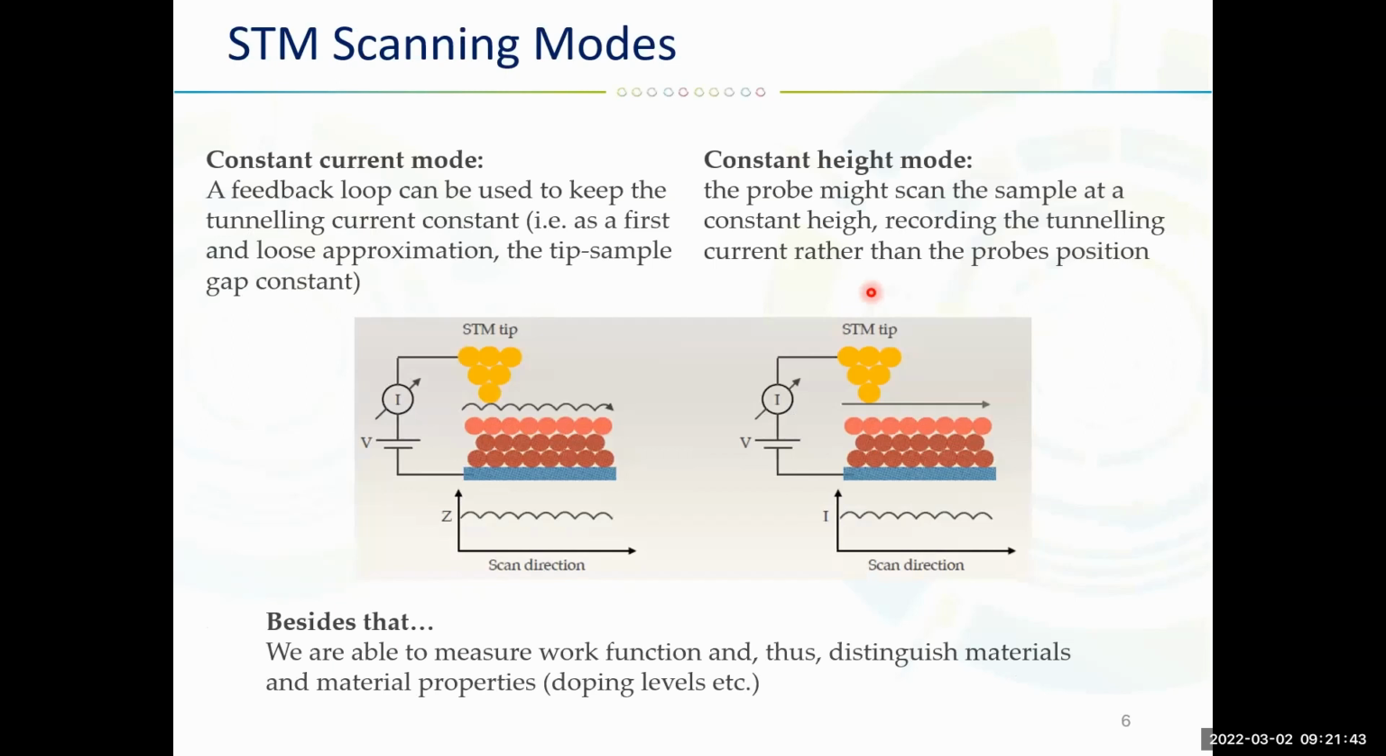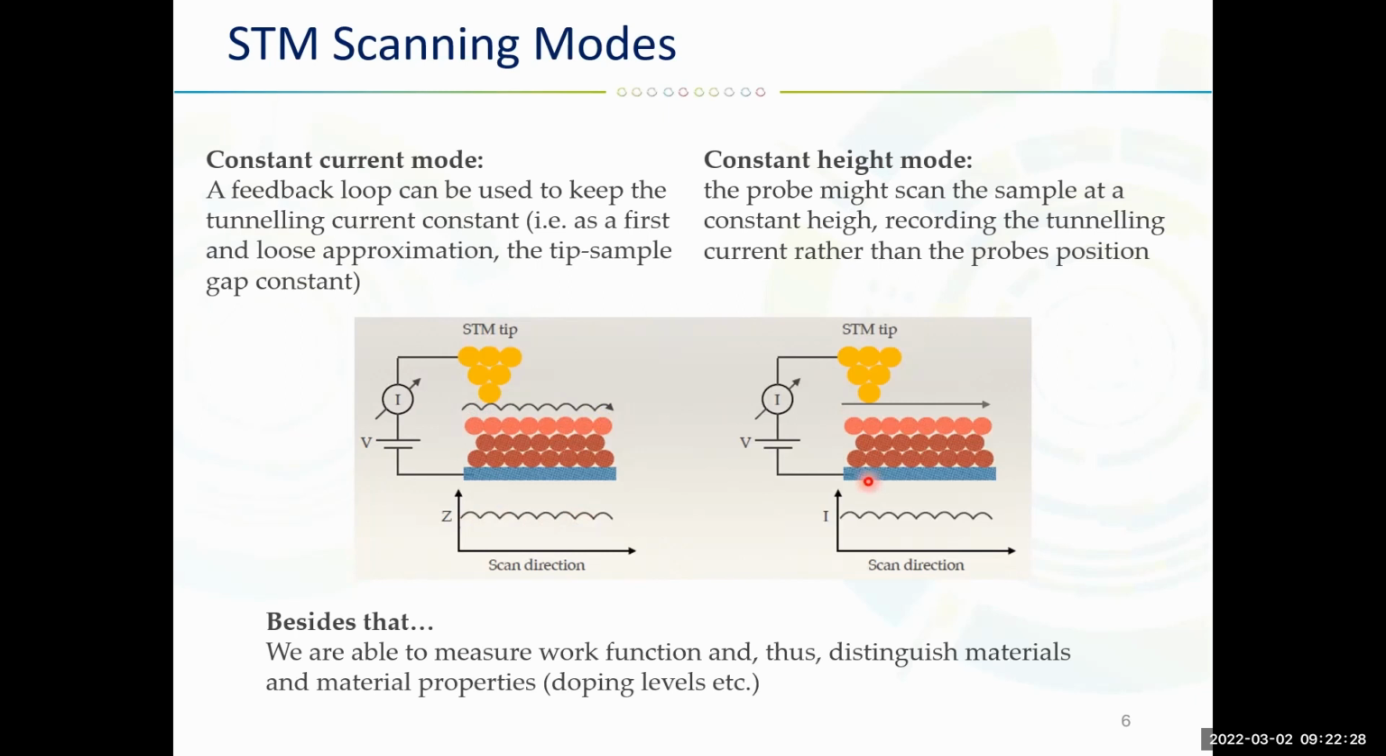In constant height mode, the tip stays at a constant height when it scans through the sample. So here you can see if our sample is rough, then it will mirror all the roughness of the sample, and the tunneling current that we measure will be different depending on X and Y position. So this mode can be applied when the surface of the sample is very smooth.